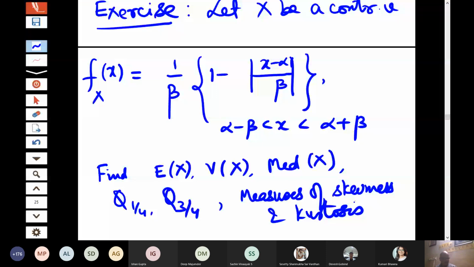So are you able to find out the values? What is the mean? Are you able to get the mean? So the mean will be alpha. Mean is alpha, it is a symmetric distribution, so you can easily see that.